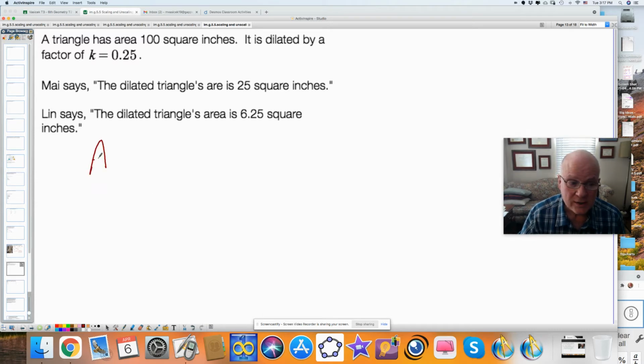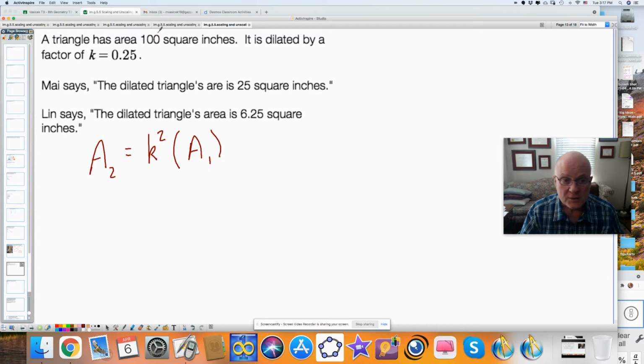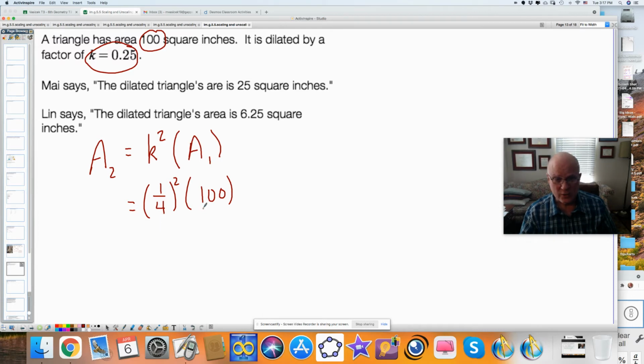So my A sub 2 is equal to my scale factor squared times my area sub 1. We know the area sub 1, that's 100. And we know the scale factor. So we can substitute these values. I'm going to do it as 1/4. 1/4 is 0.25. And I square it and multiply it times 100. Well, if I multiplied 1/4 times 100, I'd get 25. But I have to multiply that times 1/4. So Lynn is the one that is correct.